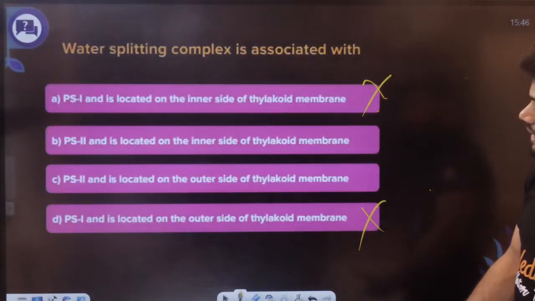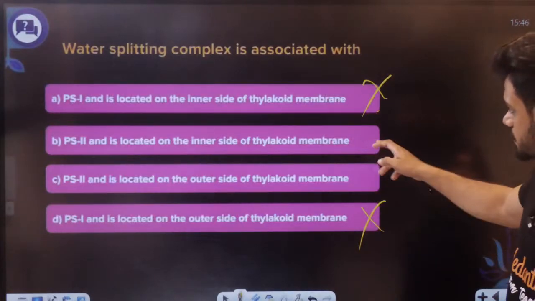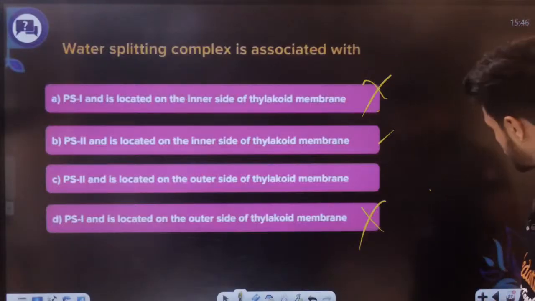PS2 is located on the inner side of the thylakoid membrane. Yes, on the inner side of the thylakoid membrane.